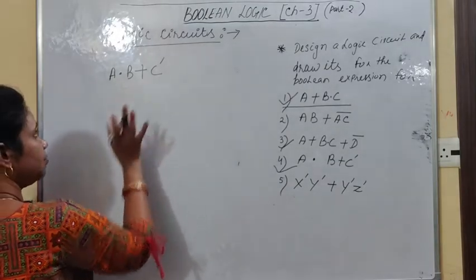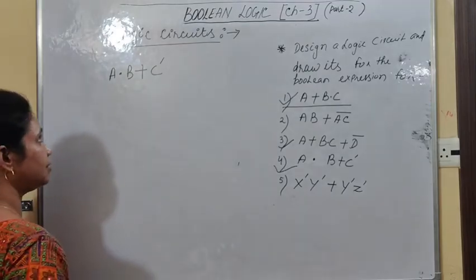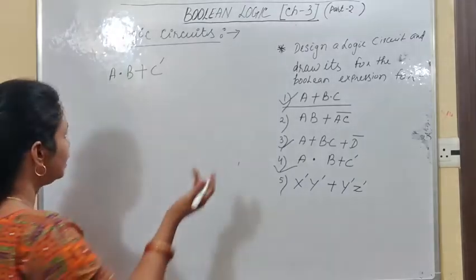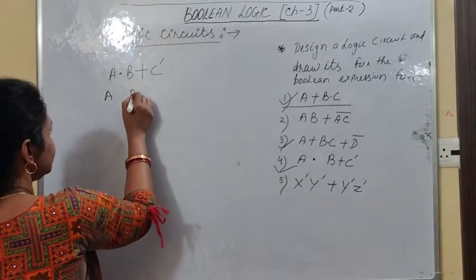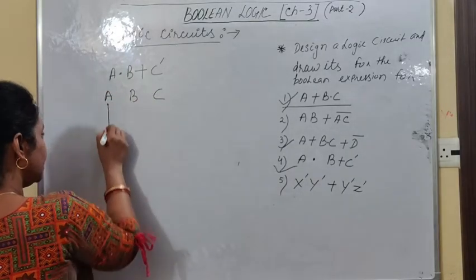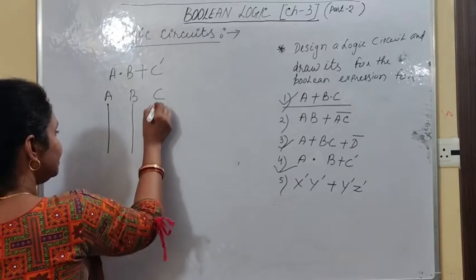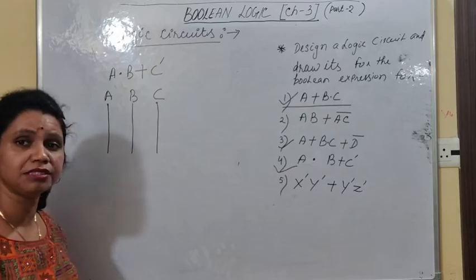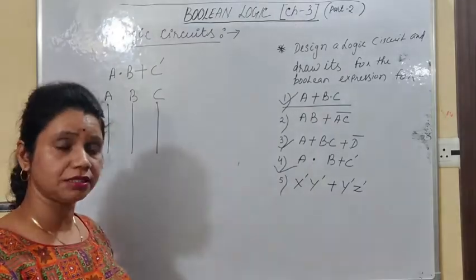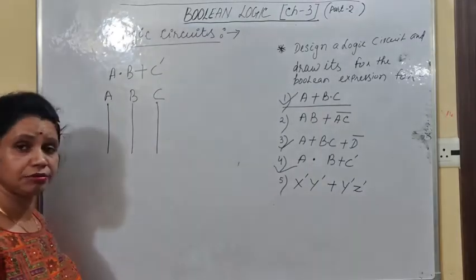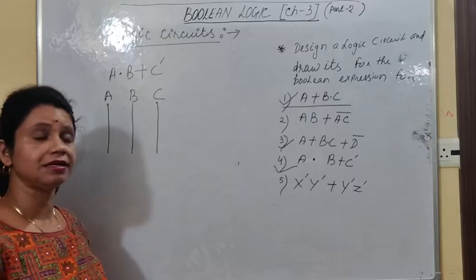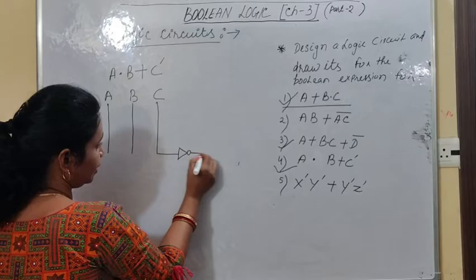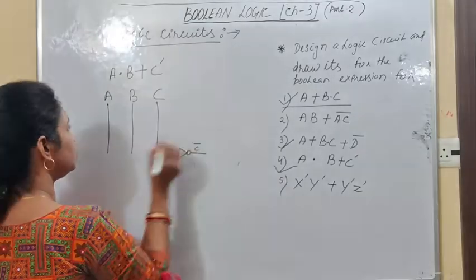A dot B plus C bar. How will you implement the logic circuit of this particular question? Right students? Again here there are 3 symbols. One is A, another one is B and another one is C. So here you have to extend the signals. After that, see here C bar is there. C bar means not C. We have already discussed that the NOT operator is a unary operator that operates on a single operand, right? So here just put a NOT gate, then you will get the output of C bar.